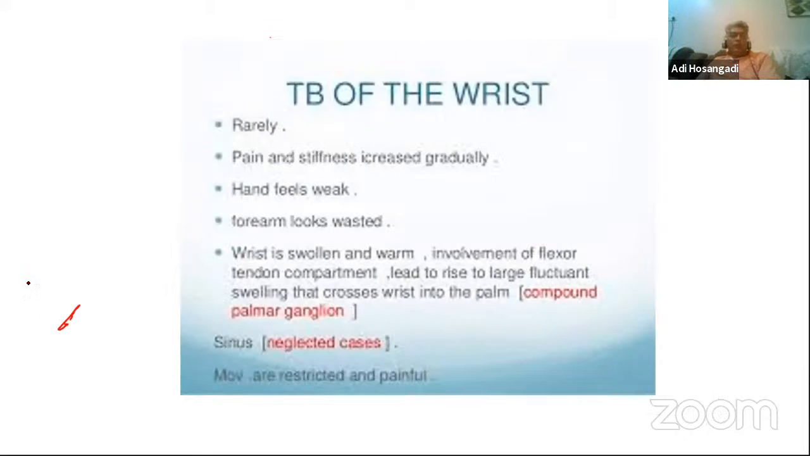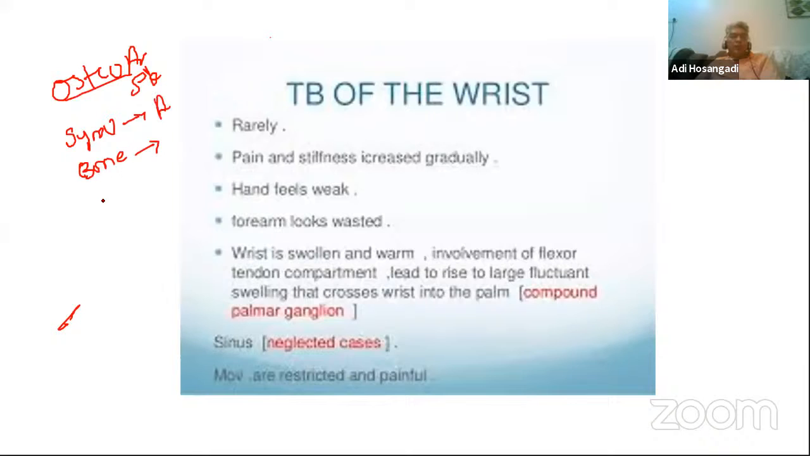One more important thing before I forget, I will explain to you. Whenever you are talking of osteoarticular tuberculosis or skeletal tuberculosis, you should remember the pathology can start in the synovium or in the bone, which leads to osteomyelitis, while synovial involvement leads to arthritis. It can start in the tendon synovium, the synovium covering the tendon. It can start in the bursa. These are all the sites wherein you can get tuberculosis.